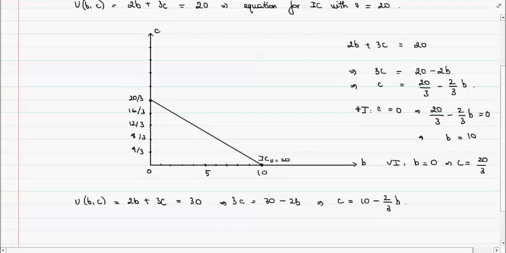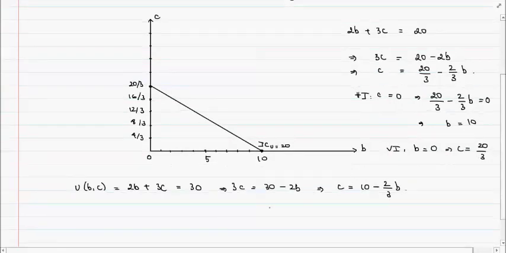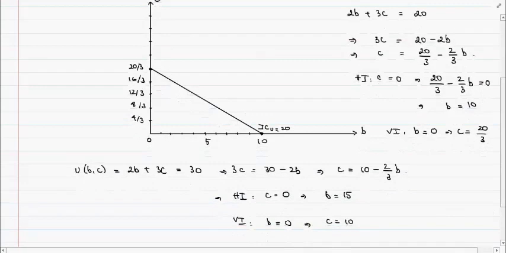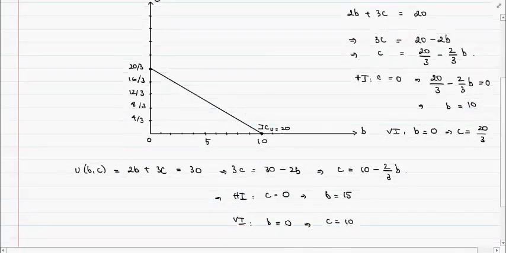Therefore C is equal to 10 minus 2 on 3B. The horizontal intercept in this case is where I make C equal to 0, so B is equal to 15. The vertical intercept is where I make B equal to 0, so C is equal to 10. So this is 10. I think I made it too big somehow. Let's make it a little bit smaller.